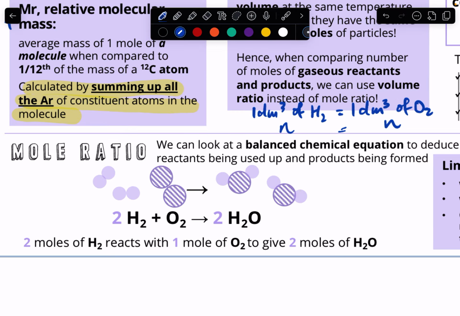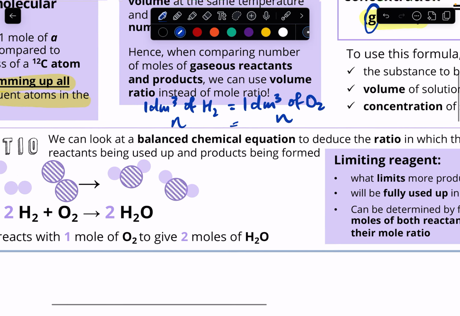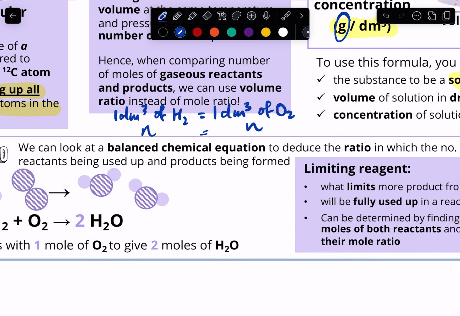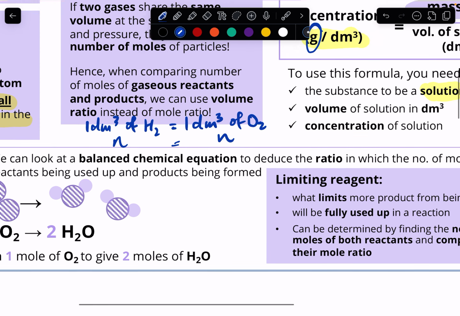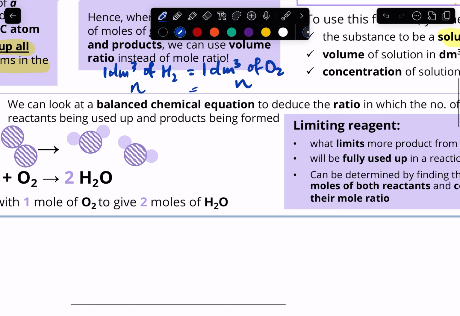Then next up, we talk about mole ratio. So what is mole ratio? When we write a chemical equation, it must be balanced first of all, so that mass is conserved for reactants and products. So we look at a balanced chemical equation to deduce the ratio in which the number of moles of reactants will be used up and the number of moles of products will be formed.